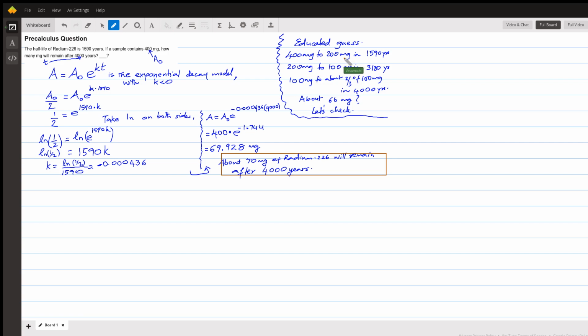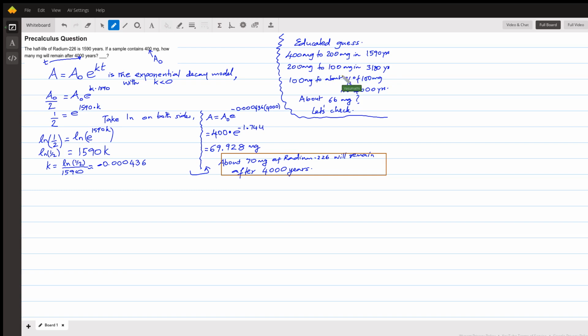So let's take an educated guess of what we can expect for an answer here. We are looking for how many milligrams will remain after 4000 years. We know it's 200 milligrams in 1590 years. Let's go down another 1590 years. So that's like 3180 years from the start. So the 200 milligrams will shrink down to 100 milligrams.